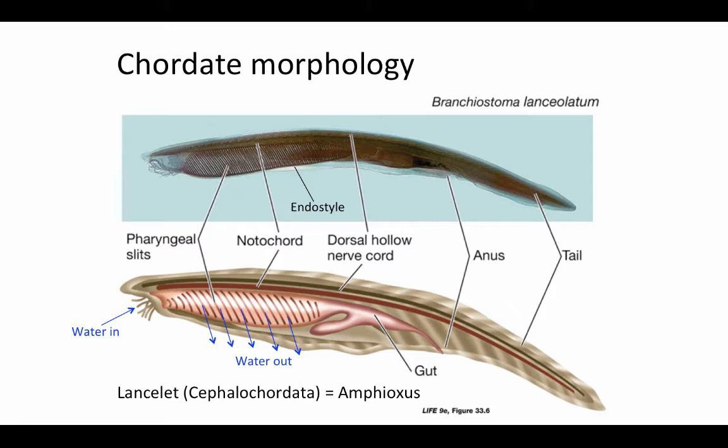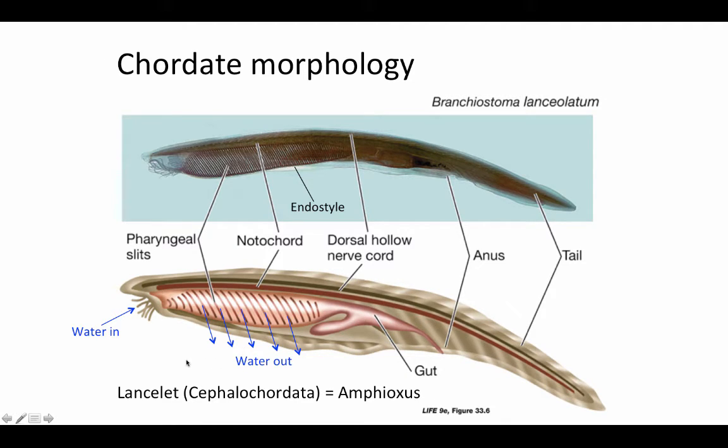If you recall, we have a flow of water in through the mouth. It's going to come into this area called the pharynx. In the floor of the pharynx, there's this organ called an endostyle that's secreting a sticky mucus. The food particles get trapped in the mucus and carried into the gut, and the water is forced out through these pharyngeal slits after the food has been removed. So again, water in through the mouth, out through the pharyngeal slits.